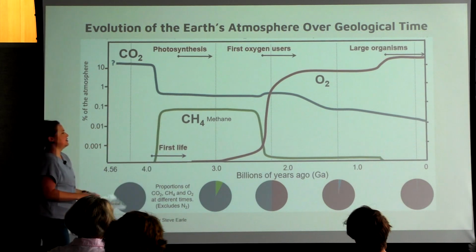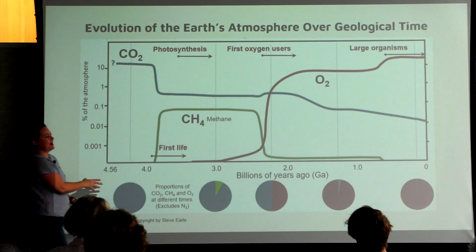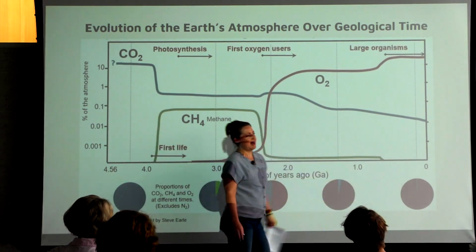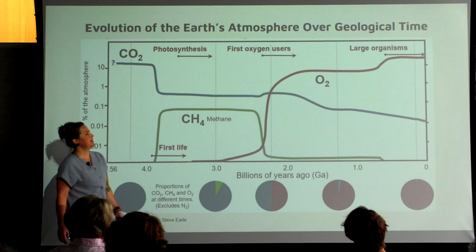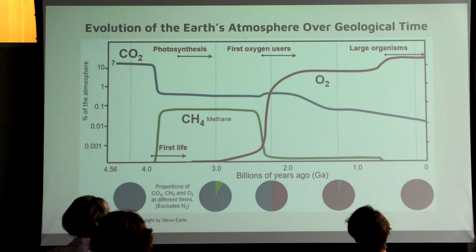But this is basically just to show you how we've gone from a CO2-dominated environment and atmosphere to an oxygen-based atmosphere over the course of 4 billion years. So obviously the resolution is pretty wide on this, but it gives you an idea of how much change has happened over the course of our Earth's history.